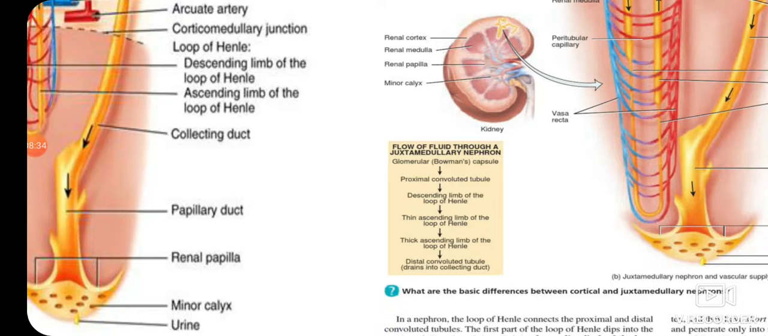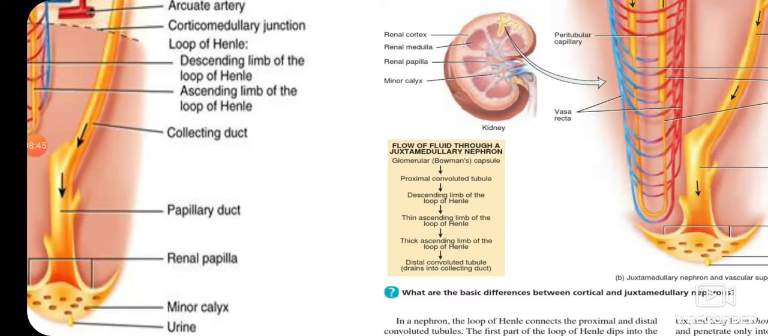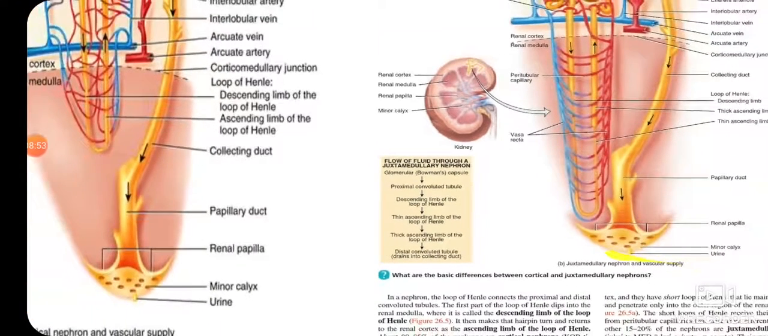That transfers into the descending limb of the loop of Henle, then into the thin ascending limb of the loop of Henle, then the thick ascending limb of the loop of Henle, then into the DCT, and after that the DCT drains the fluid into the collecting duct.